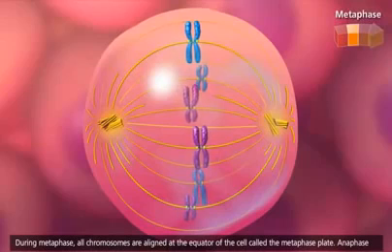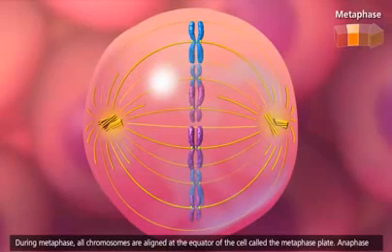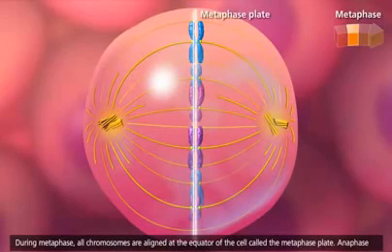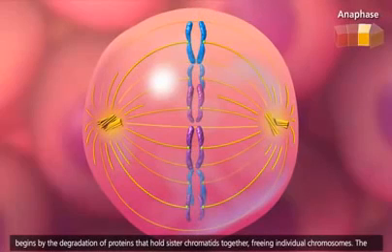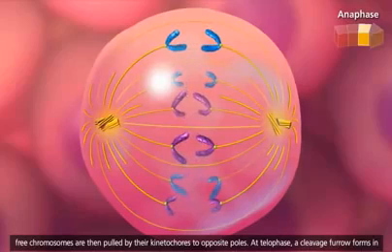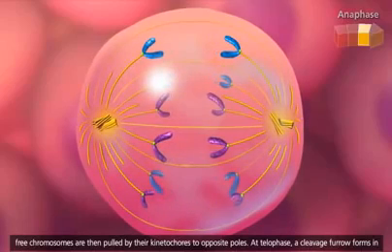During metaphase, all chromosomes are aligned at the equator of the cell, called the metaphase plate. Anaphase begins with the degradation of proteins that hold sister chromatids together, freeing individual chromosomes. The free chromosomes are then pulled by their kinetochores to opposite poles.